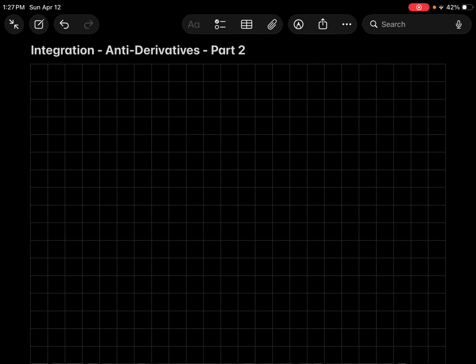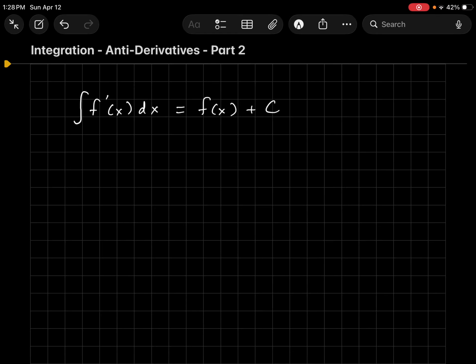The integral as an antiderivative, part 2. From part 1, we saw that the integral of f prime of x dx equals some function f of x plus a constant of integration c.